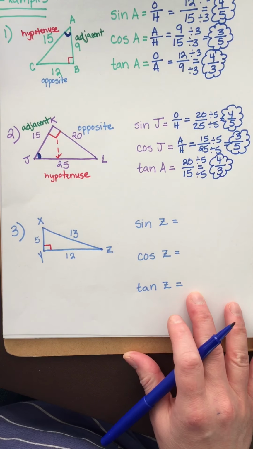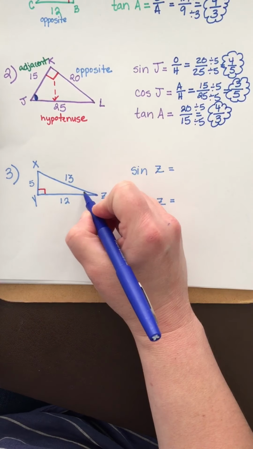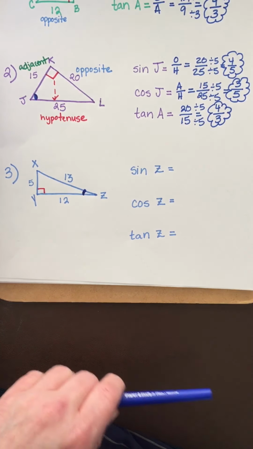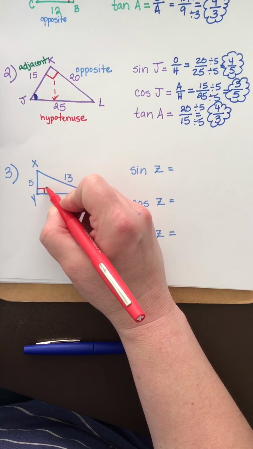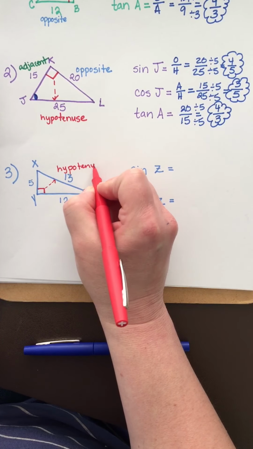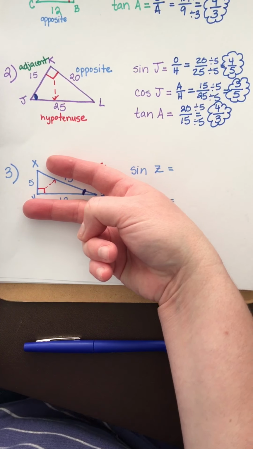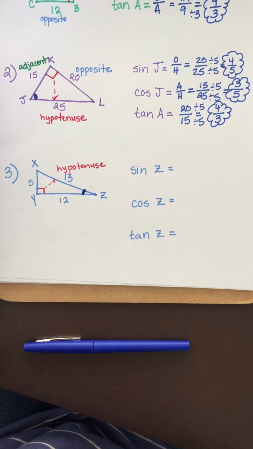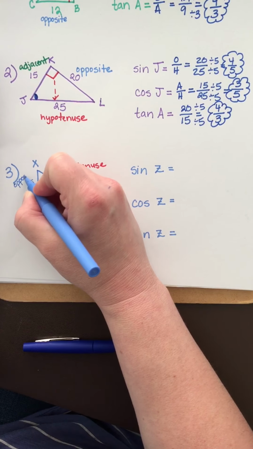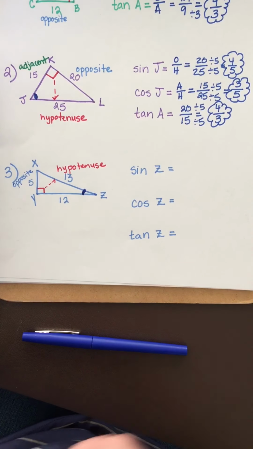Let's do one more. For number 3, we're focused on angle Z, so I'm going to mark it up. Now let's label the sides of the triangle. Here's my right angle. The side directly across from that, or the biggest side, is going to be my hypotenuse. Here's angle Z. The side of the triangle that's not part of the angle is opposite, so that 5 will be my opposite. And the side that's left, that is a part of that angle, is my adjacent.